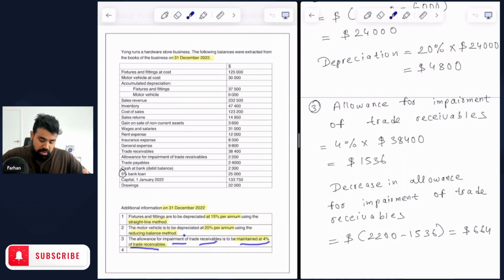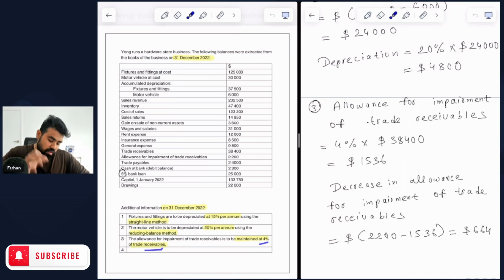Now, impairment here refers to the possibility that the trade receivables, who are the credit customers of the business, are unable to pay the business back. Now, how do we calculate the allowance for impairment of trade receivables? The question explicitly mentions to apply 4% on the trade receivables.